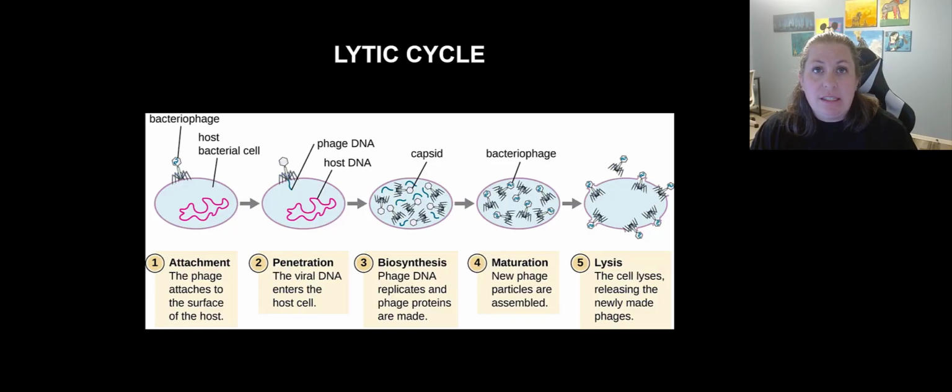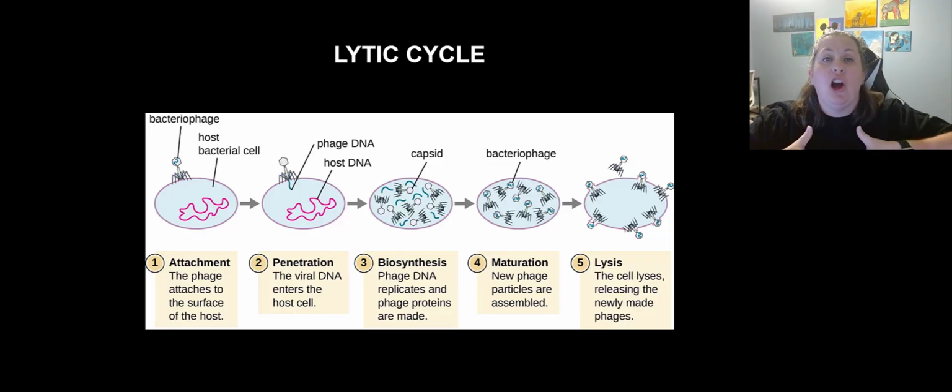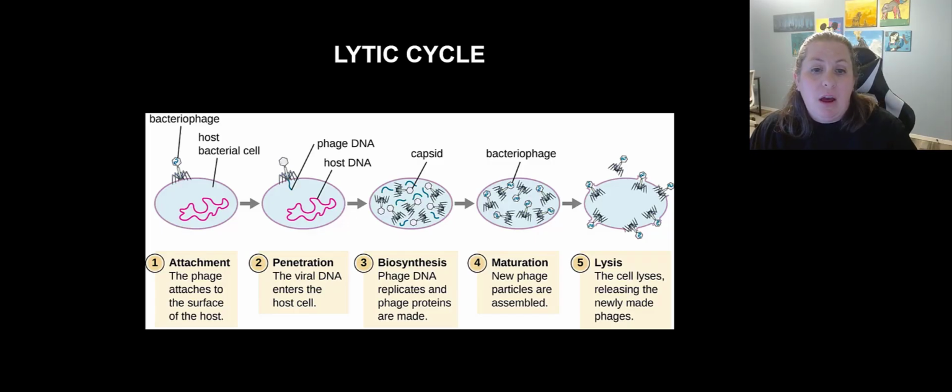Once it is, we see step 3. Step 3 is biosynthesis. This is where the DNA is going to replicate, and they're going to make proteins using the ribosomes of that cell to make more of the components of the protein capsids. Then in step 4, maturation, they're going to put all the parts together. They're going to put the replicated DNA inside the new capsids and get ready to be released. They're maturing. Then step 5 is lysis. This is where the cell bursts, releasing all the new viruses that are made. So this is called the lytic cycle.